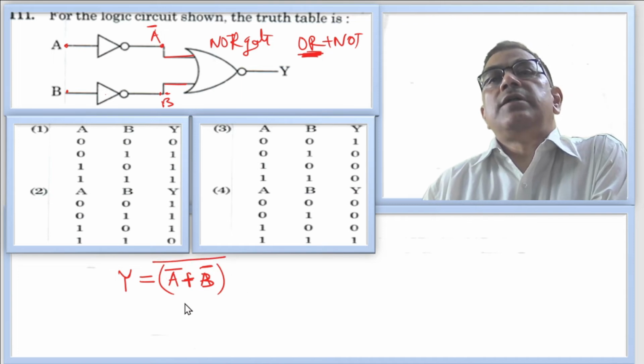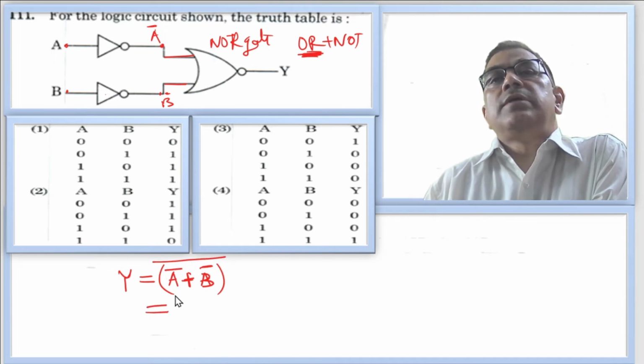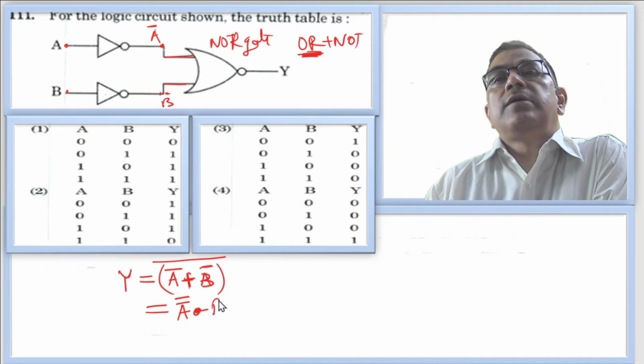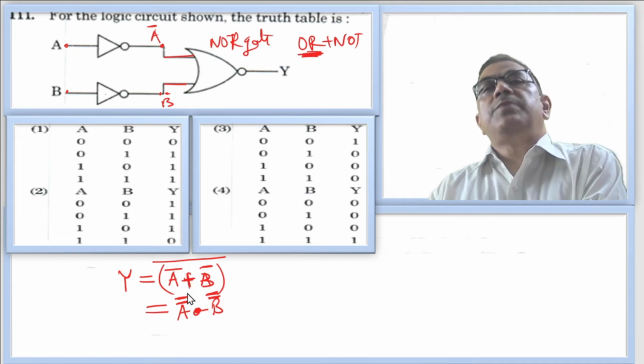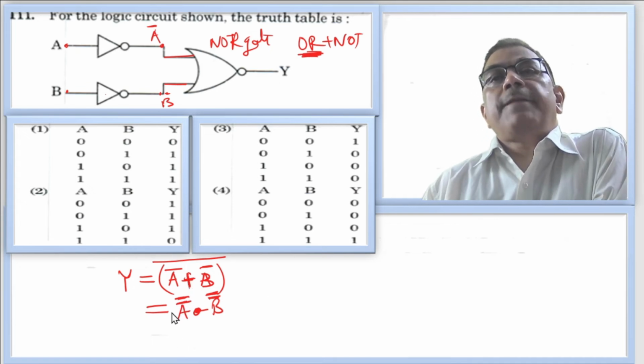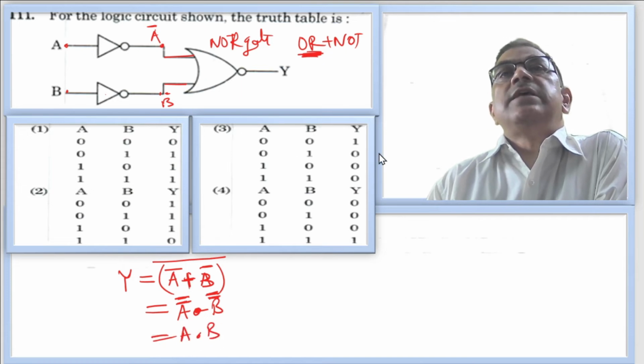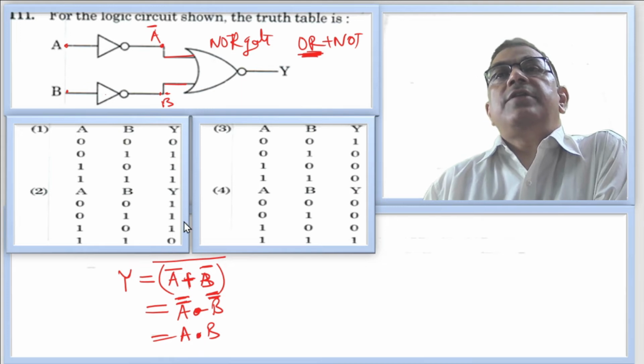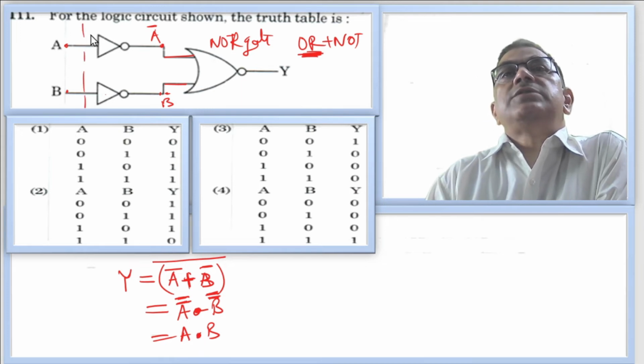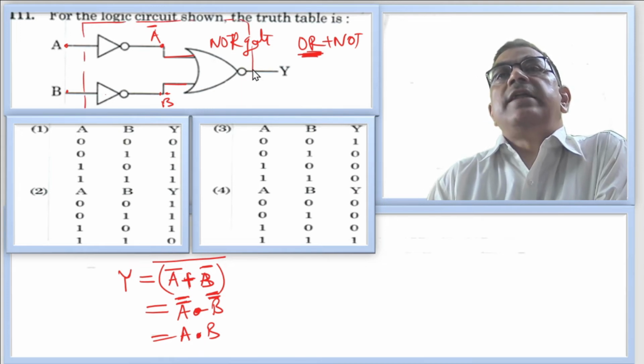Now use De Morgan's rule, and this will be A bar bar plus B bar bar, where plus will change to dot. Is that right? So the Boolean expressions, you should be able to use these rules. And A bar bar itself is A and B bar bar is B. So basically this is an OR, and this is an AND gate. Effectively this whole combination should act as an AND gate.